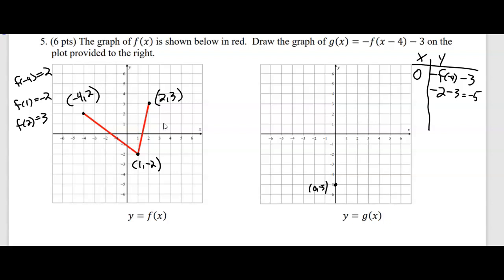Next point, I want it to have a 1 in there. So if I plug in 5 for x, I'll have negative f of 1 minus 3, which we know that is negative f of 1 is -2. That's 2 minus 3, -1. So we have 5, -1.